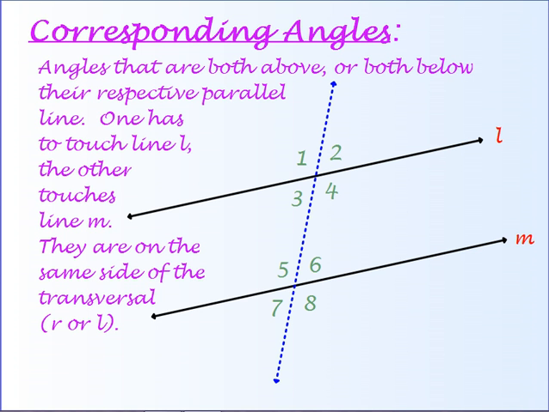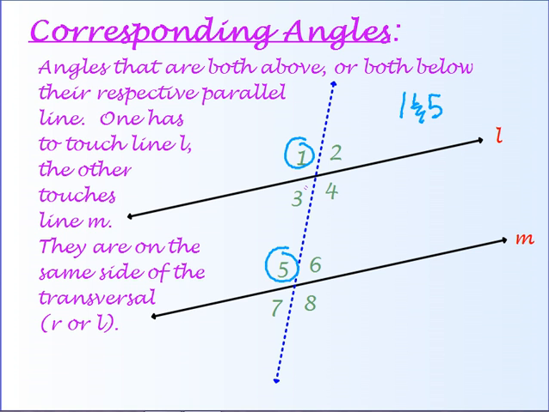Alright, so if I'm going to talk about corresponding angles, let me give you some sample pairs here. My first pair would be like 1 and 5. 1 and 5 would be a set of corresponding angles. They're on the same side of the transversal. They're both to the left. They're both above their respective parallel line. 1 is above line L. 5 is above line M. So 1 and 5 is a set of corresponding angles.